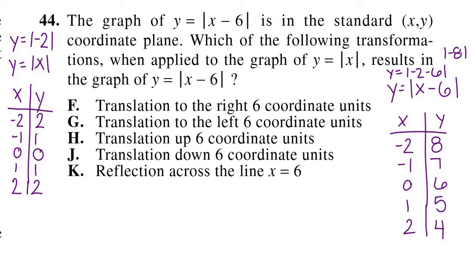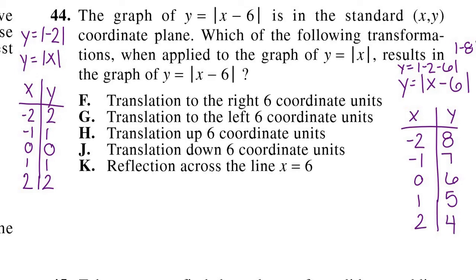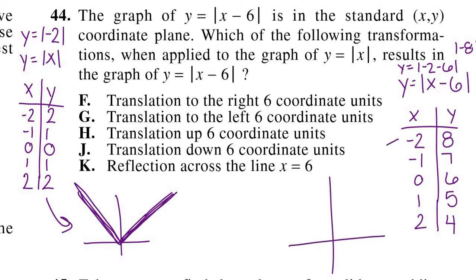Now, if we were to graph this equation over here, our standard absolute value of x, we would just get a V that is centered at the origin, so 0, 0. If we were to graph this one over here to the right, we know at -2, our y value is much higher. So we're going to be way up there. And then we go down to 7, 6, 5, 4.